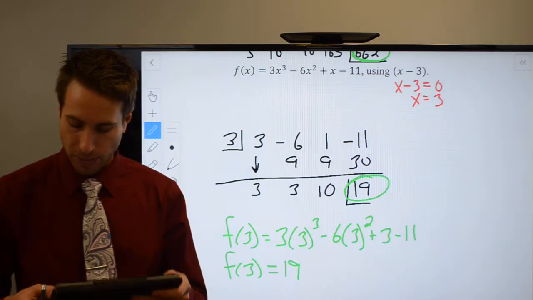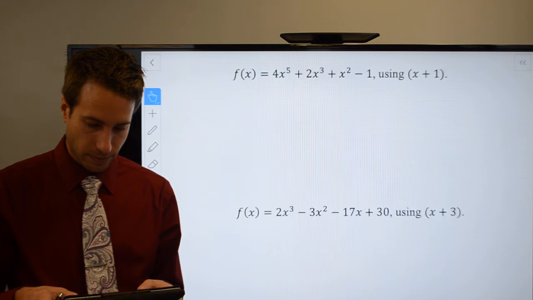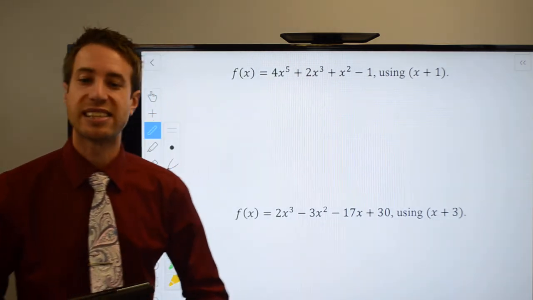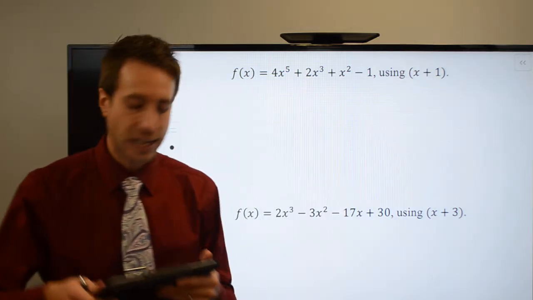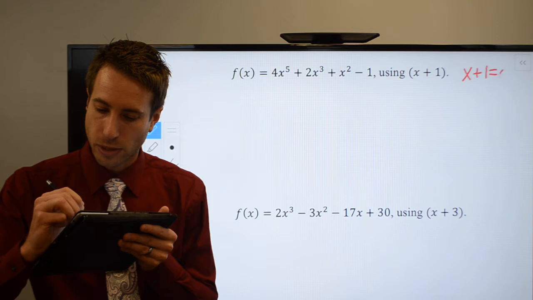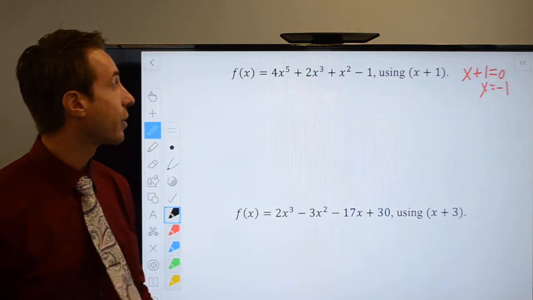So I've got a couple more example problems for you. Let's try these ones. Here we go. Again, we're going to use synthetic substitution, so I need to figure out what I'm going to do my synthetic substitution with. x plus 1 is equal to 0, which means x is equal to negative 1. Check to make sure that I don't need any placeholders.